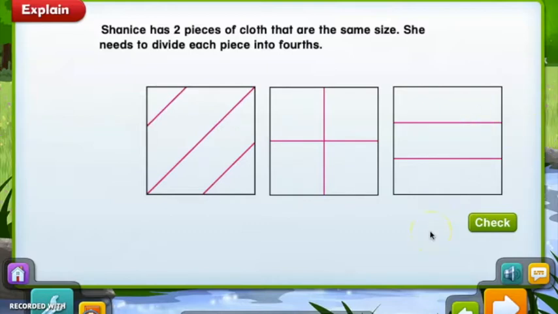All right, so for this one, I'm just going to give you about 10 seconds to think of which one you think it is. Remember, we're looking for 4 equal pieces, right? Because she needs to divide each piece into fourths, which would be 4 equal pieces. So take 10 seconds to think about which one you think it is, and then I'll reveal the answer to you after.